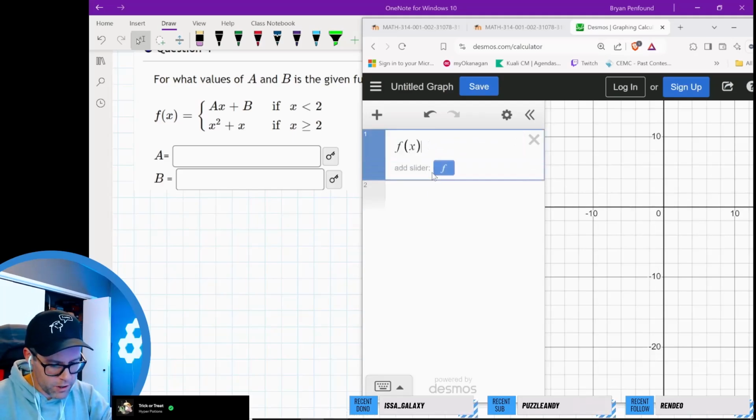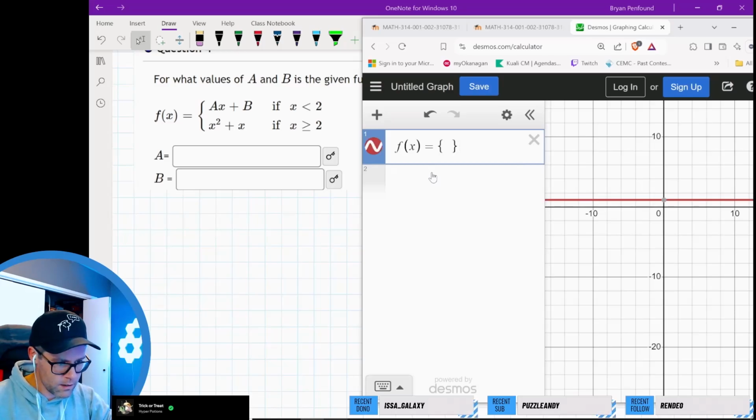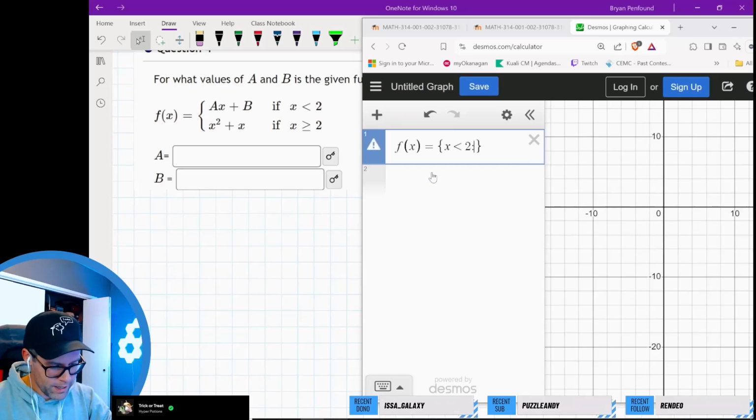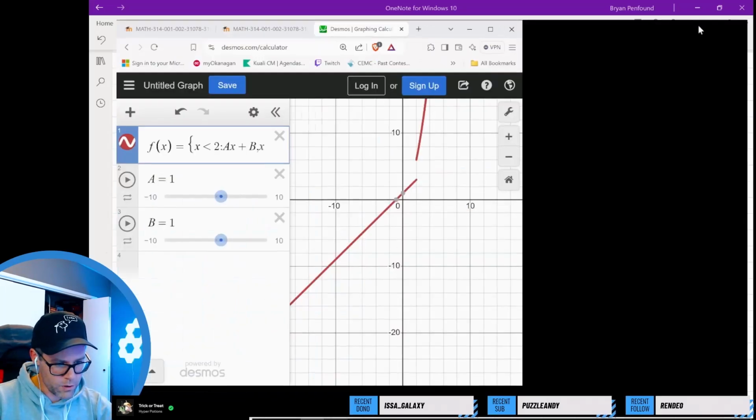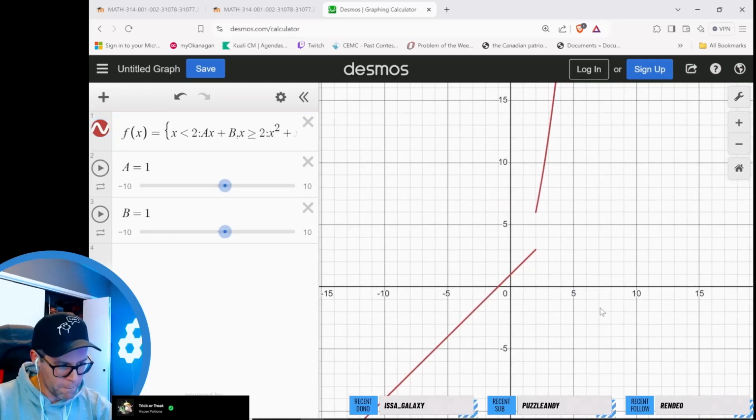So we have a function. Let's set up the x less than 2 part. That is ax plus b. And then let's set up the x bigger than or equal to 2 part. That's going to be x squared plus x. We'll add those in as sliders. Okay, so here's what our function looks like.